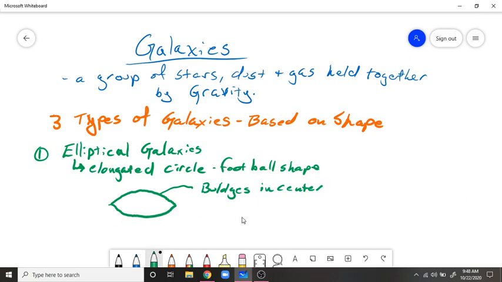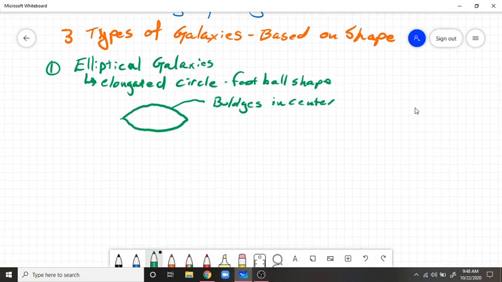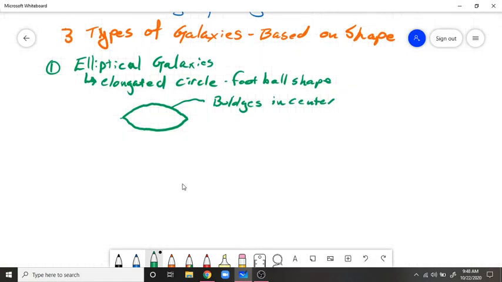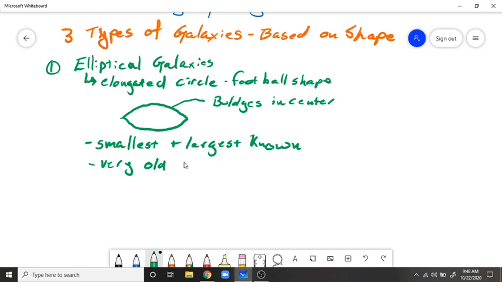These galaxies are among some of the smallest galaxies and some of the largest known galaxies. So they come in all sizes. The smallest and the largest known galaxies are elliptical galaxies. They are very old, and they have little or no new star formation.